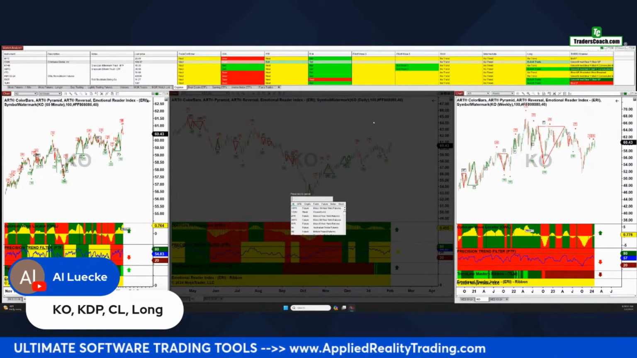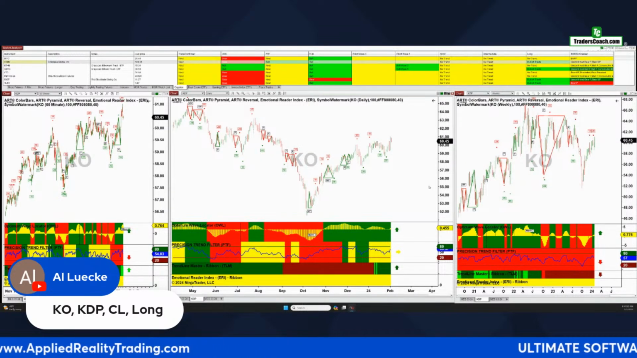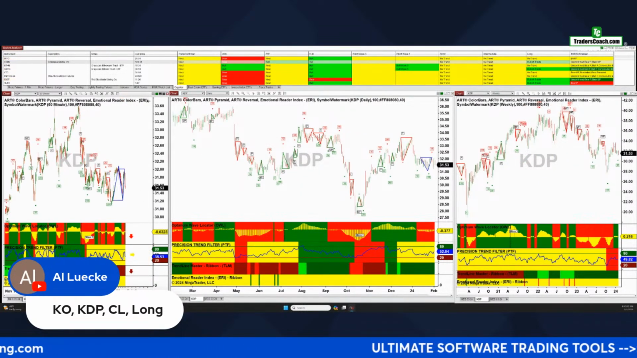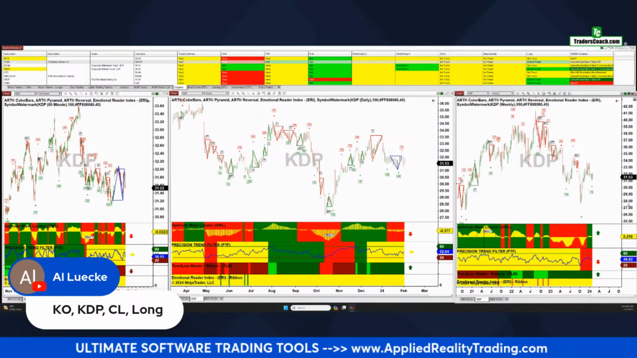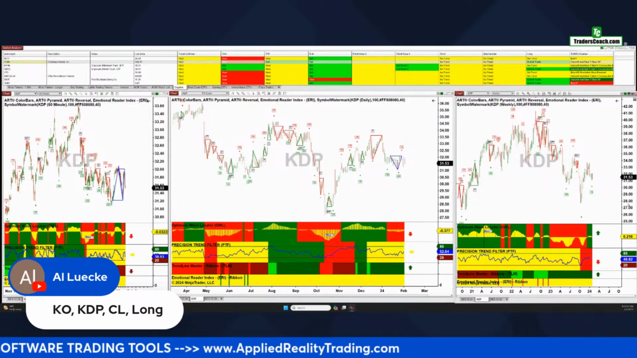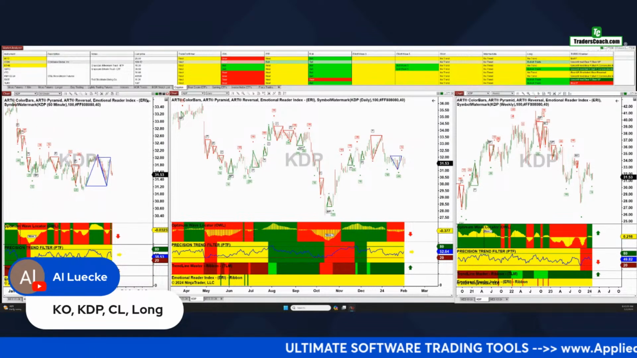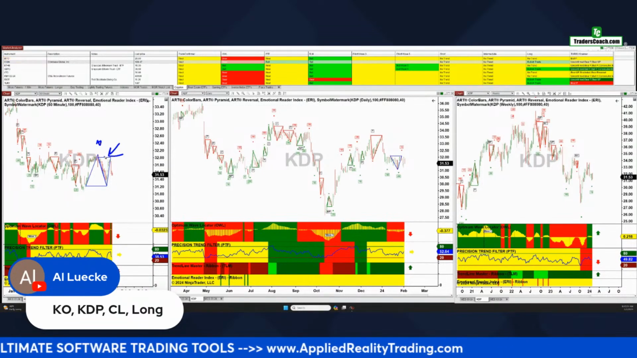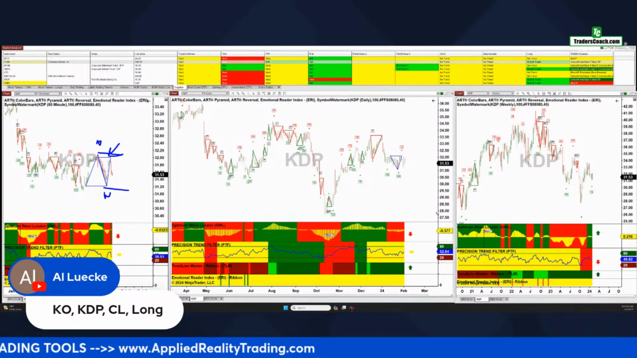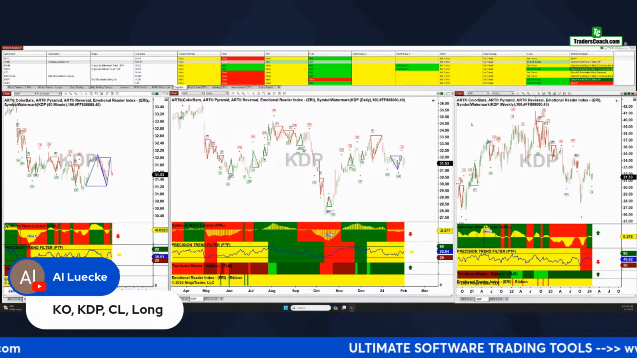KDP, let's see what's going on with that. All right, so we got a red PTF on the weekly chart. We've got active bearish pyramids on the daily chart. We've got some consolidation going on the 60-minute chart. You can tell that by the blue colored unconfirmed pyramids here. One up, one down, marking the channel. All right, so no long position on that. Not quite ready yet.